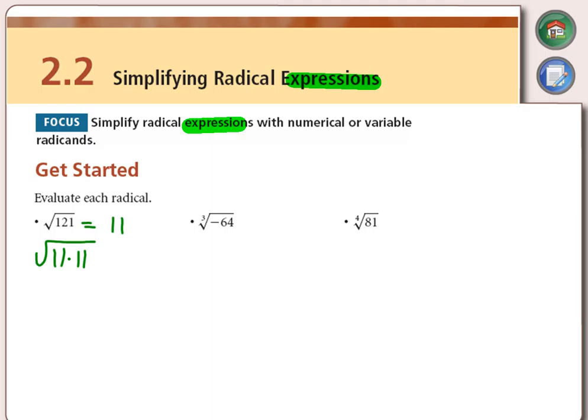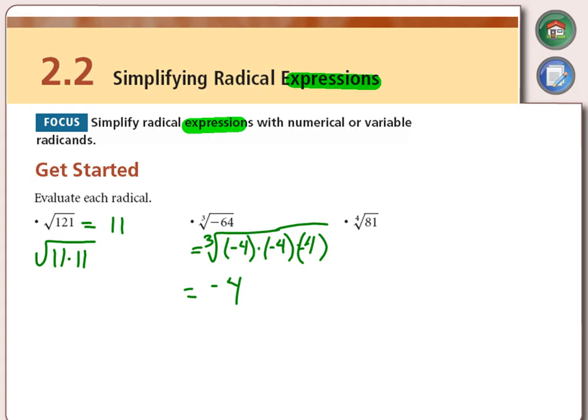Cube root of negative 64 now. What times itself equals 64? Well, in that one, we know that negative 4 multiplied by negative 4 multiplied by negative 4 is going to equal negative 64. So therefore, the cube root of that is negative 4.